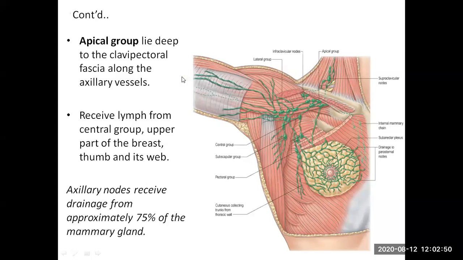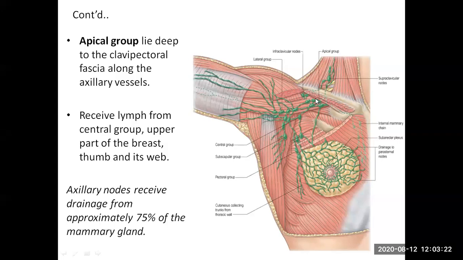Here, the apical group of lymph nodes lies deep to the clavipectoral fascia. The clavipectoral fascia encloses the subclavius muscle and pectoralis minor muscle. It is attached around the margin of the subclavian groove. So deep to this fascia, the apical group of axillary lymph nodes lies.